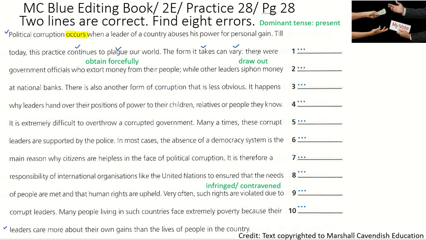So there were government officials who extort money from their people. So extort means obtain forcefully, while other leaders siphon money. So siphon means draw out. Okay, we were talking about things that are happening today, and I spotted that there is past tense here, were. So that should be the error. Okay, so present tense, were should be are. Okay, so that should be present tense because it's describing something.